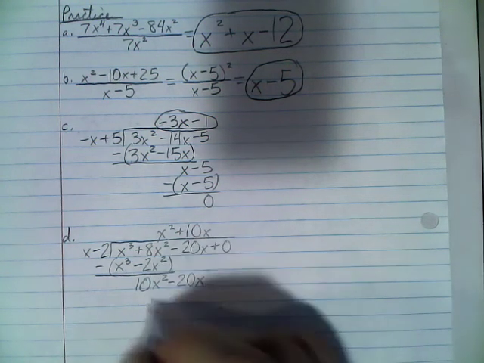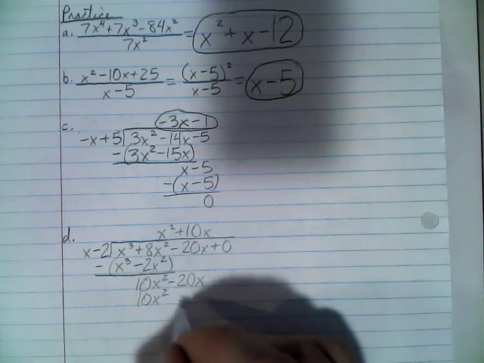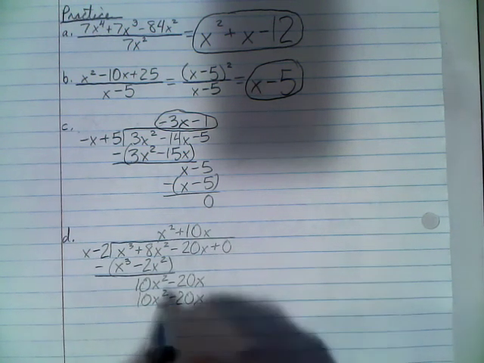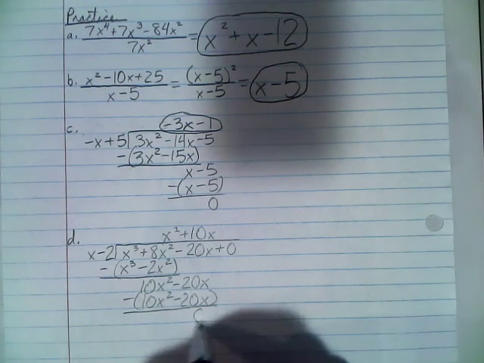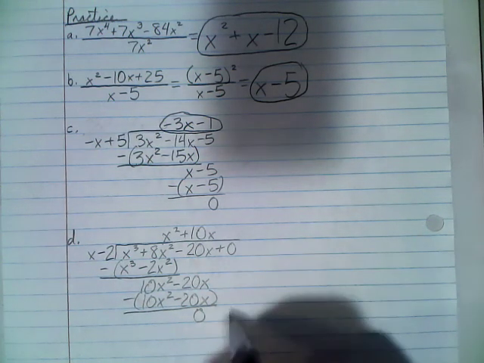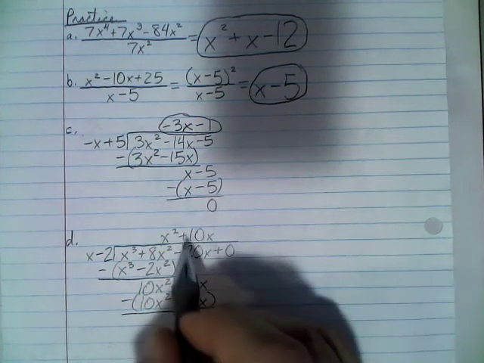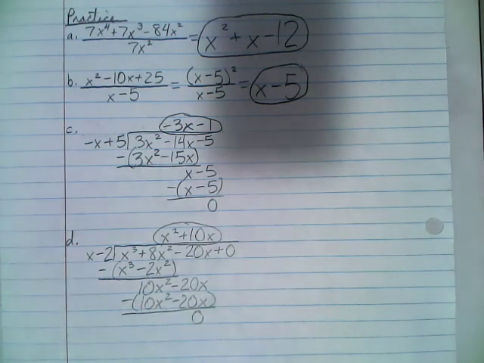So 10x times x will give me a 10x squared. And then a 10x times a negative 2 will give me a negative 20x. So we go ahead and subtract those, and we get 0 because they're the same thing. And with a 0 left over, there's really no point in bringing down that plus 0, which means my answer is x squared plus 10x.